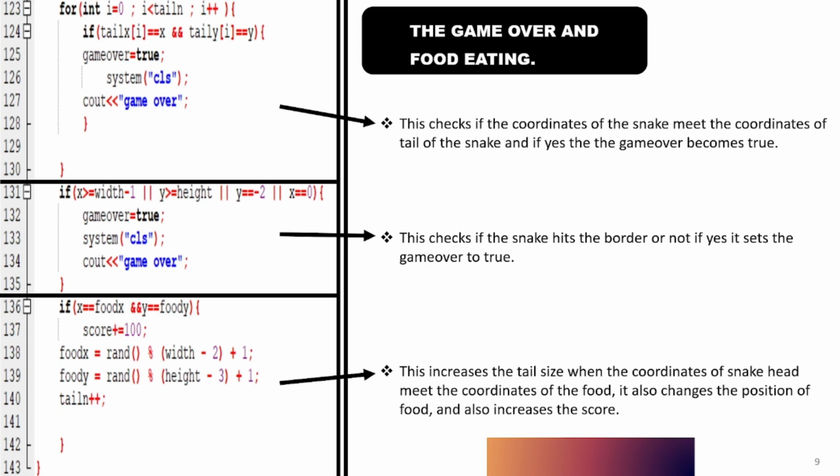In the second part, we are again using an if statement. This time this if statement checks whether the coordinates of the snake match the coordinates of the boundaries or not.